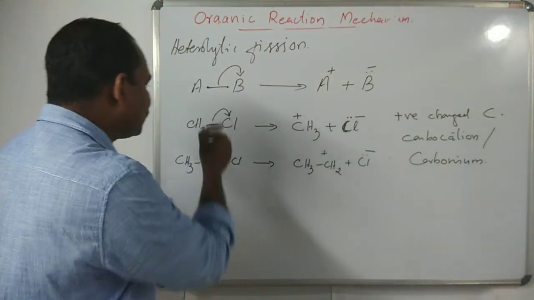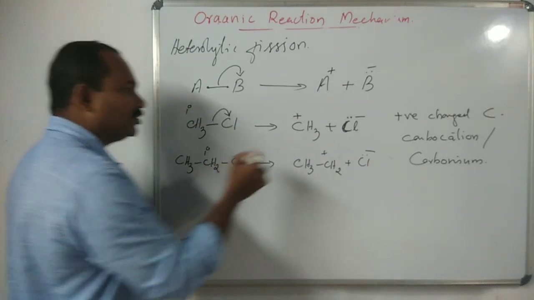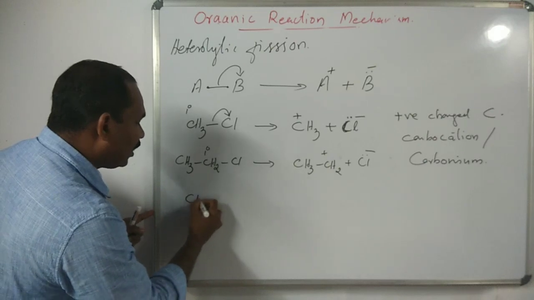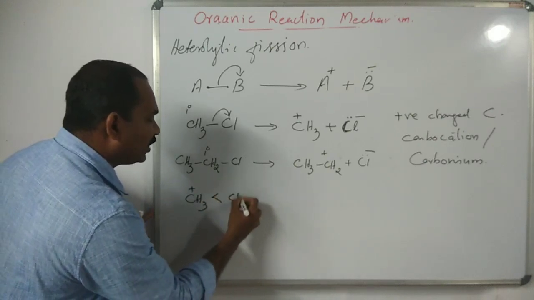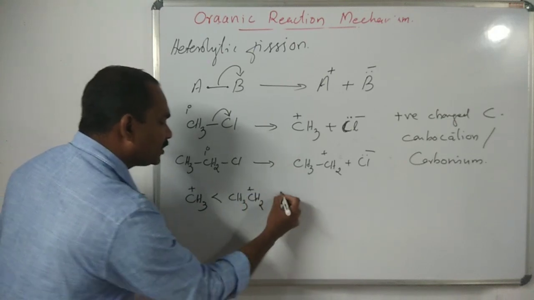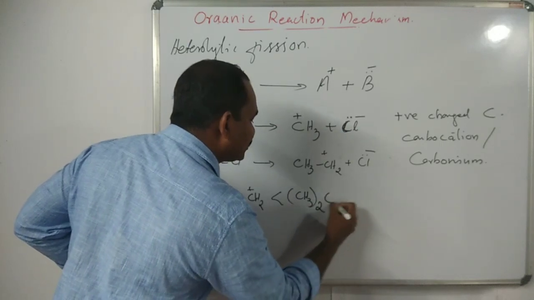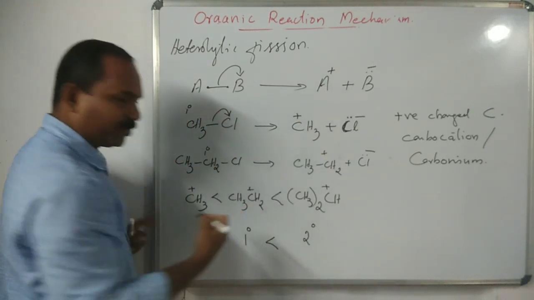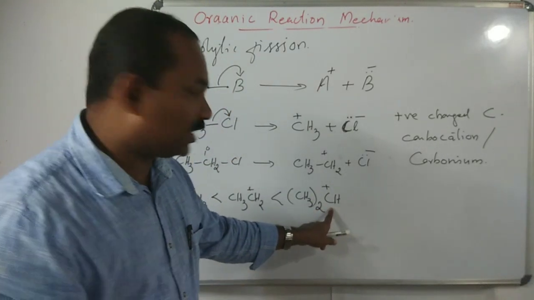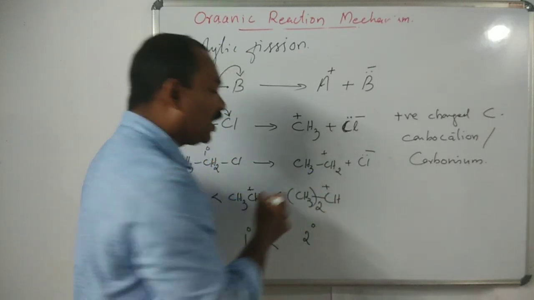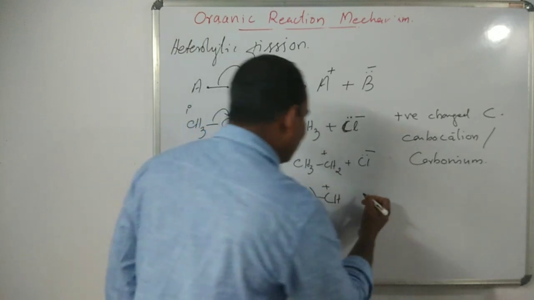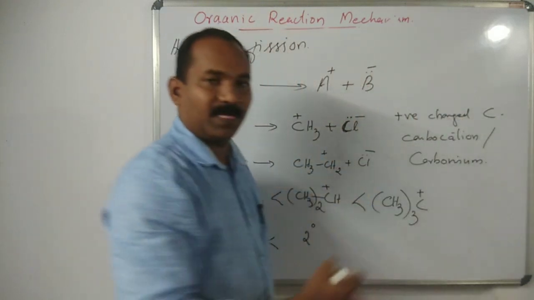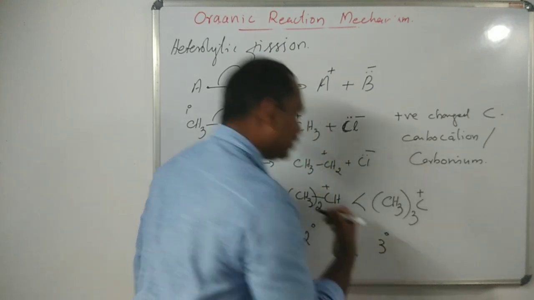And the stability order of this: this carbon is primary, so this is a primary carbocation, and this is a primary carbocation. The stability order of carbocation is CH3+ is less stable than CH3CH2+, which is less stable than (CH3)2CH+. This is a secondary carbocation. These two are primary carbocations. Why is this a secondary carbocation? The carbon which is linked to two other carbon atoms, that's why it is a secondary carbon. Then next is (CH3)3C+. This carbon is a tertiary carbocation.